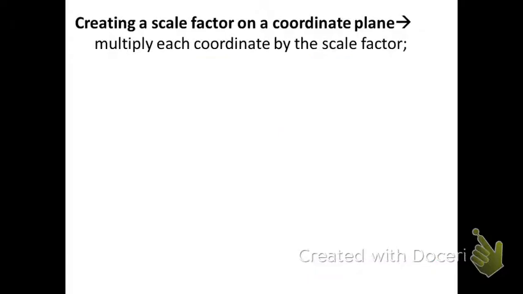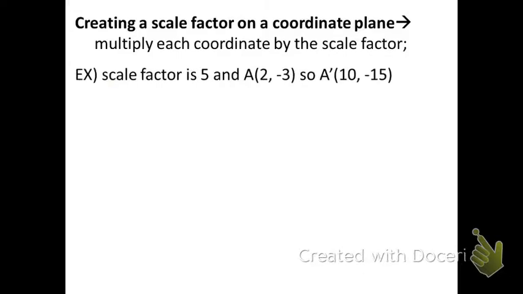So to apply a scale factor on a coordinate plane, all you do is multiply each coordinate by the scale factor. In this example, the scale factor is 5, and here's your ordered pair. So you're going to multiply 5 by each coordinate. 2 times 5 gives us 10, and 5 times -3 gives us -15.